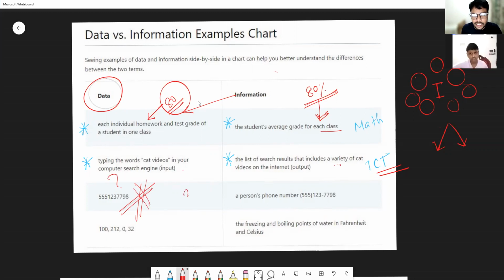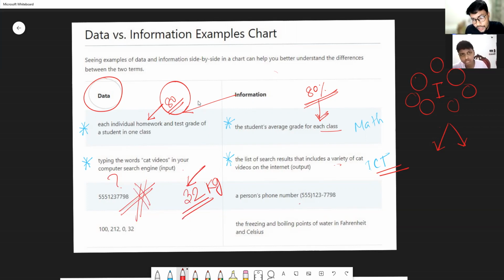Like if I write 32, you will not get the full information. Is it 32 degrees temperature, or 32 kg, or 32 grams, or 32 meters? Just the single number means it is data.